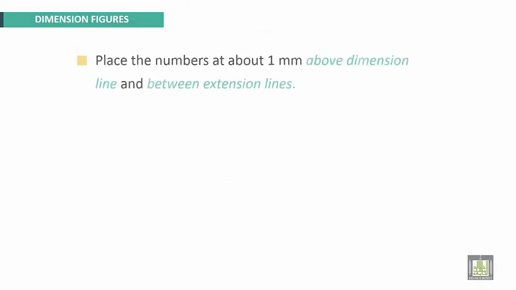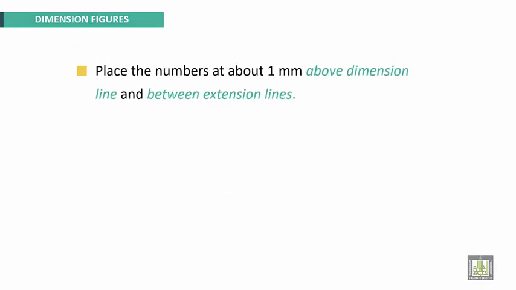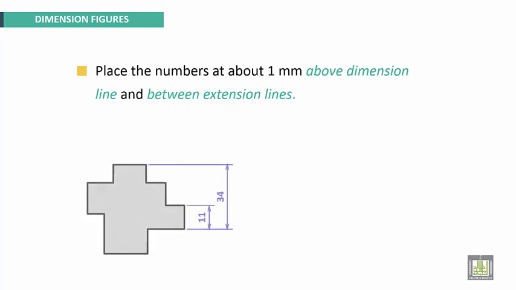Okay. Dimension figures. Place the numbers at about 1 millimeter above the dimension line and between extension lines. One example here. We have about 1 millimeter here from the dimension line, and we have space at least 1 millimeter here from the extension line.